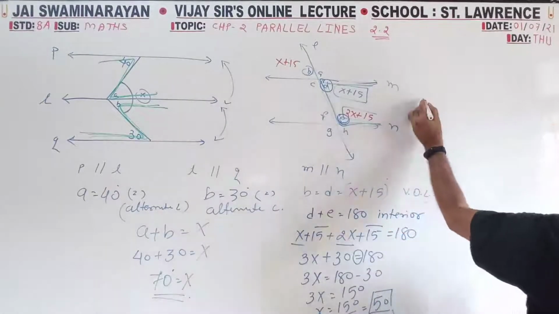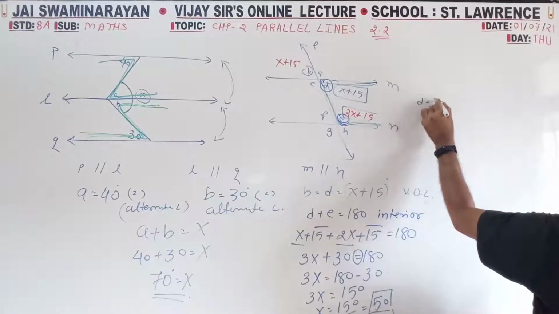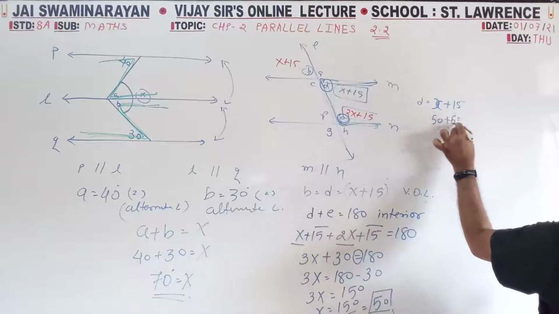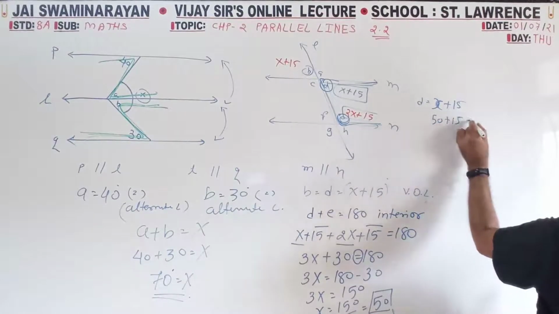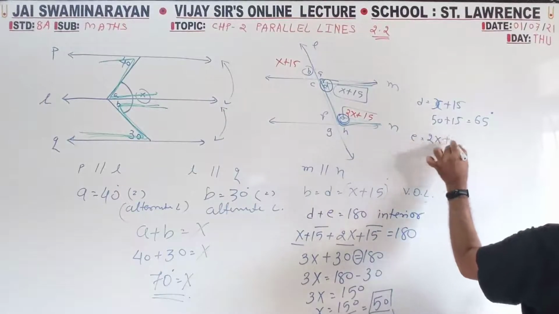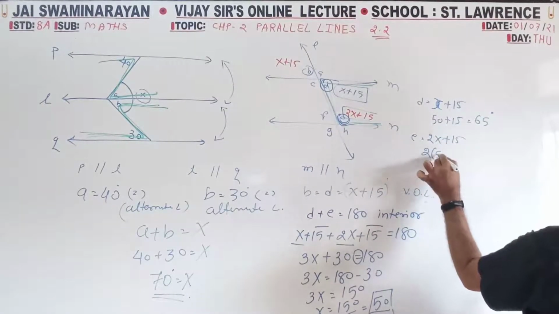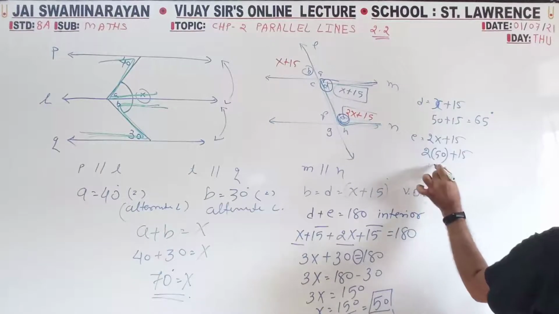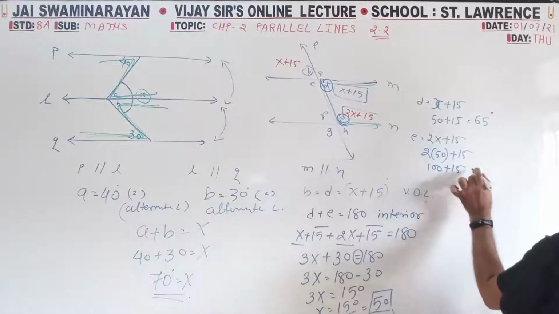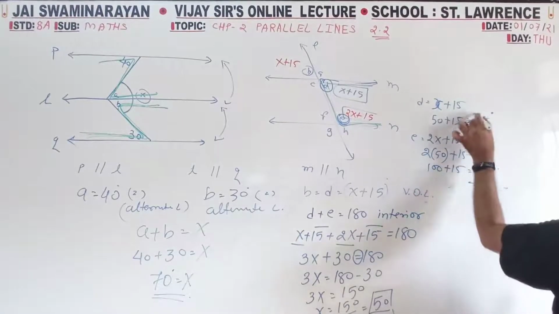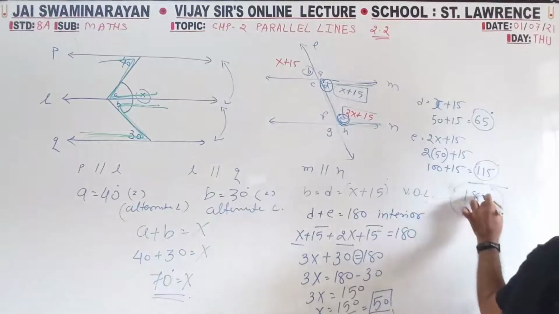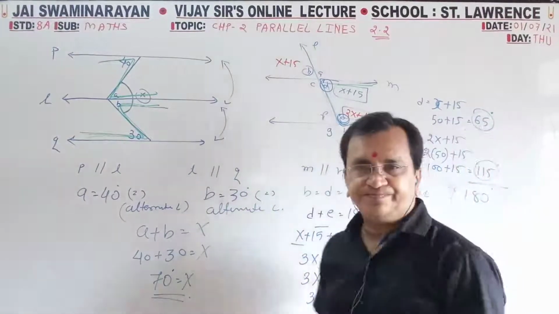Now substitute. D is equal to how much? X plus 15, X means 50, plus 15 is equal to 65. And E is equal to 2x plus 15, so 2 times 50 plus 15, so 100 plus 15, 115. So 65 plus 115 is 180. So your answer is correct. Like that you can tally your answer also.